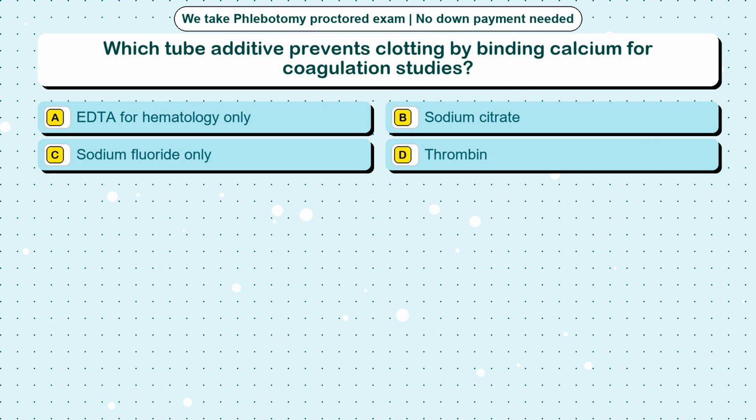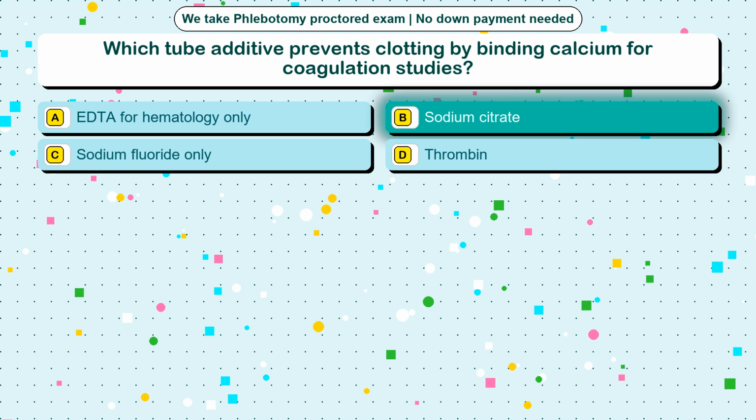Question 7. Which tube additive prevents clotting by binding calcium for coagulation studies? Option A. EDTA for hematology only. Option B. Sodium citrate. Option C. Sodium fluoride only. Option D. Thrombin. The correct answer is option B.